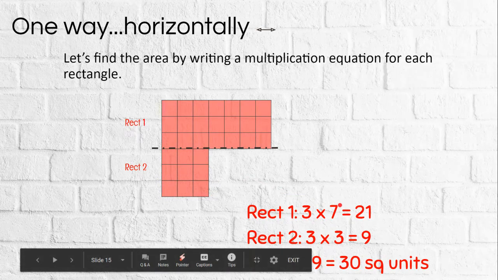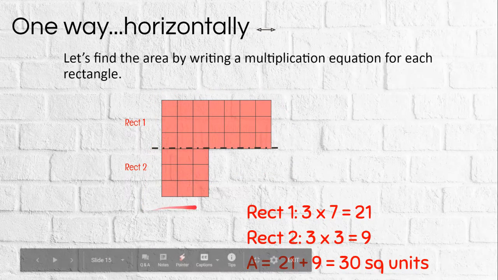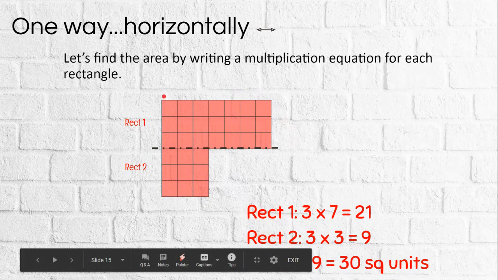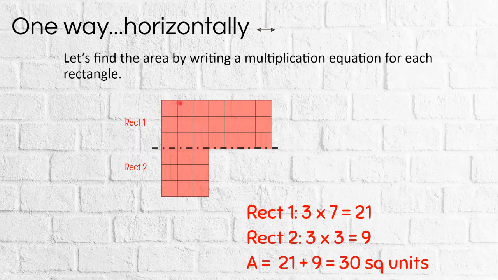If I add them up, 21 plus 9, it will give me a total of 30. So all together, this shape has an area of 30. If I don't trust it, as I said, you can pause if you want and count it and make sure. But I can also decompose, use that distributive property of multiplication to help me solve.